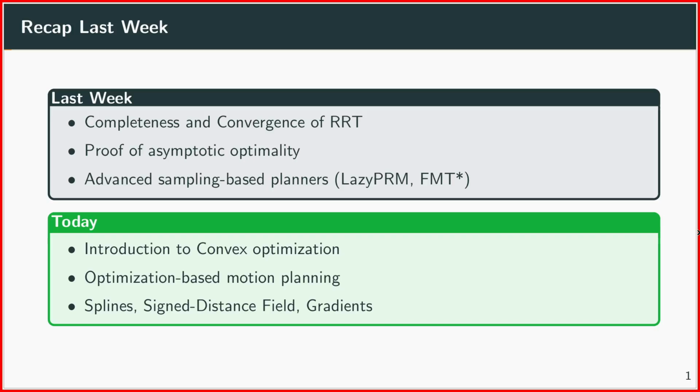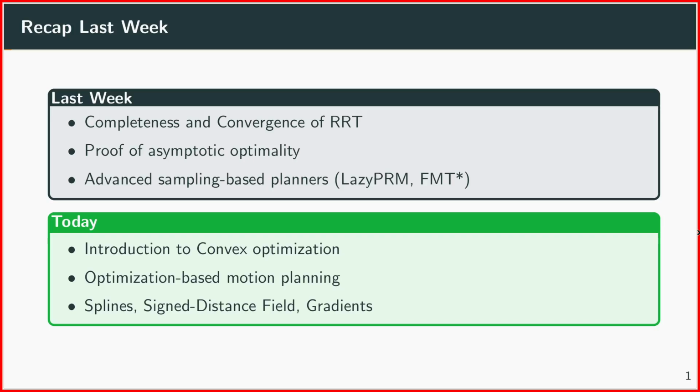And for today, we will have basically three big topics. One is that I will give you a little bit of an introduction to convex optimization, because it's super important in a lot of different optimization-based planners. Then a small introduction to this general topic of optimization-based planning, and then we will go a little bit into details of splines, of gradients, also on motion paths, and also we will talk a little bit about signed distance fields, because they are also super important to compute costs on paths.